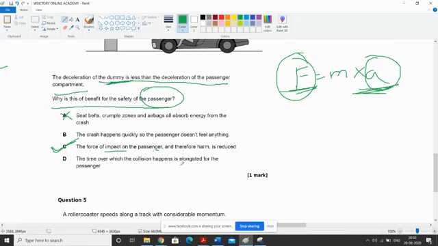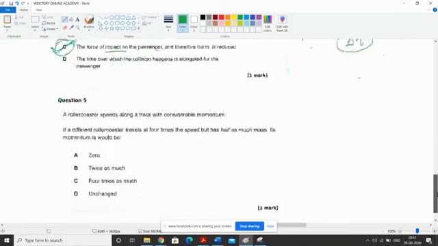The time over which the collision happens is elongated for a passenger. That's correct. If the time is more, the force will be less, because we know that the force is delta p over delta t. So if delta t is more, force will be less, but here it's saying for the safety of the passenger, the force of impact will be less. So this is the most appropriate answer. D is a right statement, but that doesn't satisfy the question. That's why option C is right.